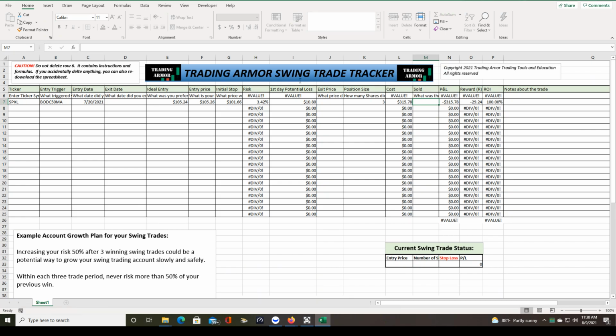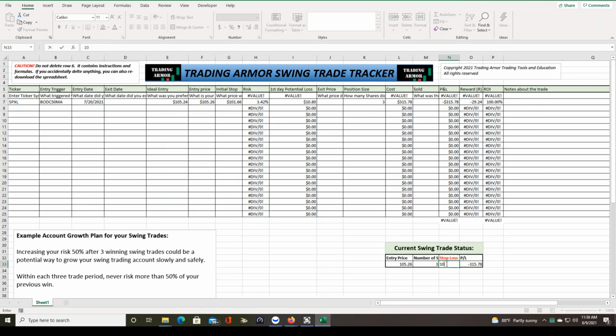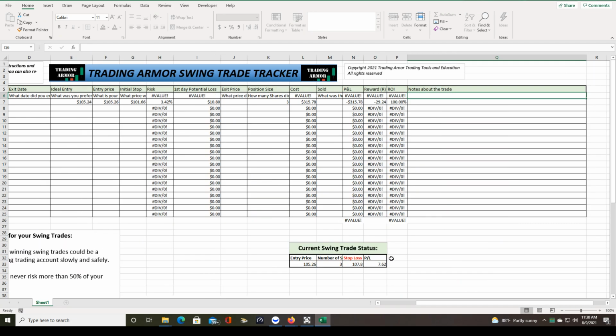As of right now, we can see our risk. We can see our first day potential loss, and that was only on the first day. We've already moved the stop loss up because now here it is August 9th. So down here, we can figure out our current status of the swing trade very easily. We'll put in the entry price, 105.26. Number of shares, 3. The stop loss is not 101.66 anymore because we've been moving it up each day with a 50 MA. So right now it's at 107.80. I'll plug that in here and it'll tell me what our P&L is right now.